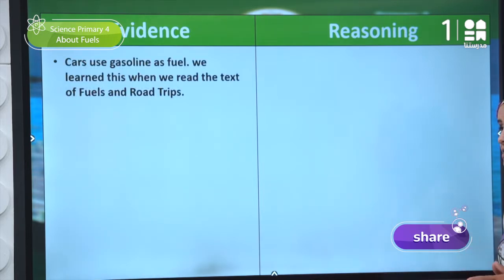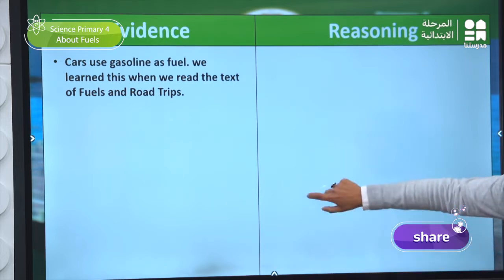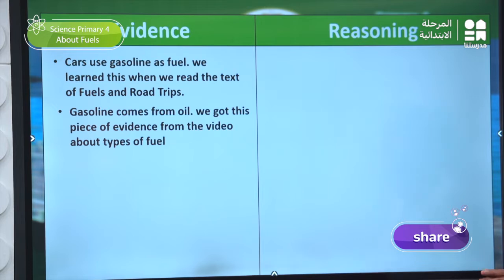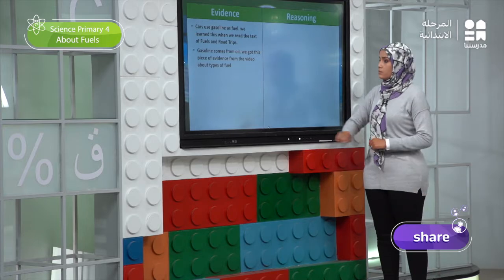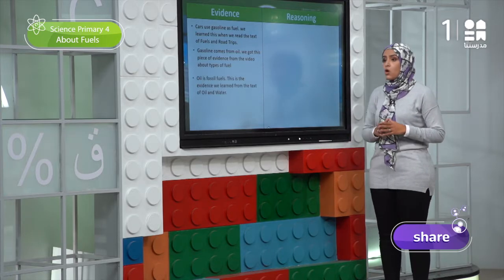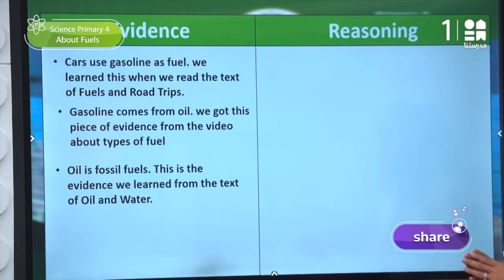Ali wrote in the evidence, cars use gasoline as fuel. We learned this when we read the text of fuels and road trips. Gasoline comes from oil. We got this piece of evidence from the video about types of fuel. Oil is fossil fuels. This is the evidence we learned from the text of oil and water.